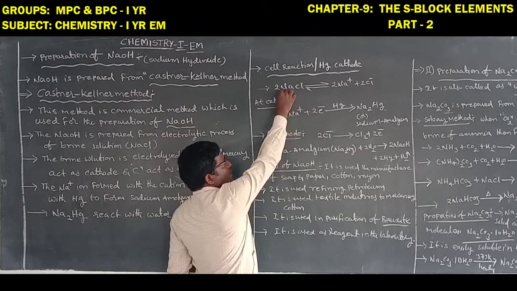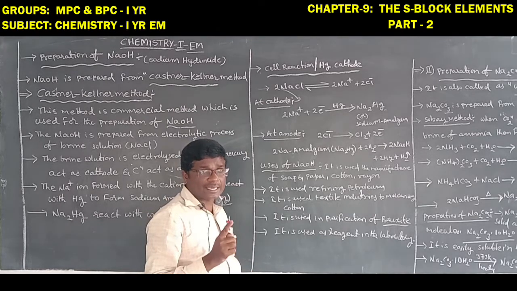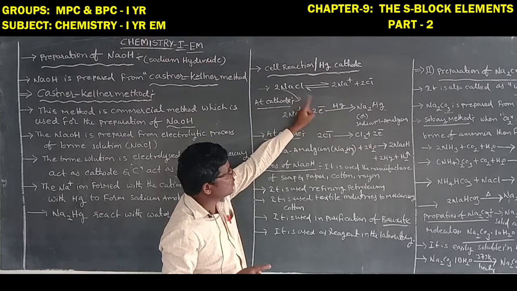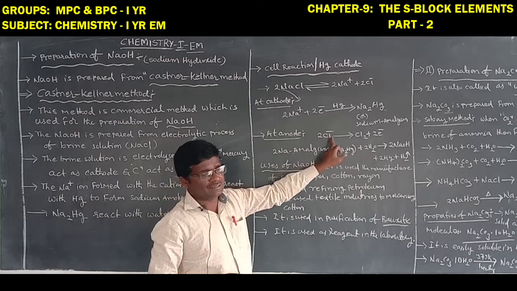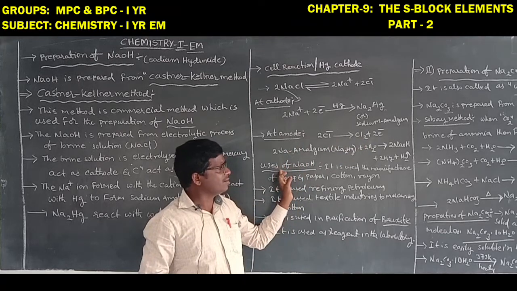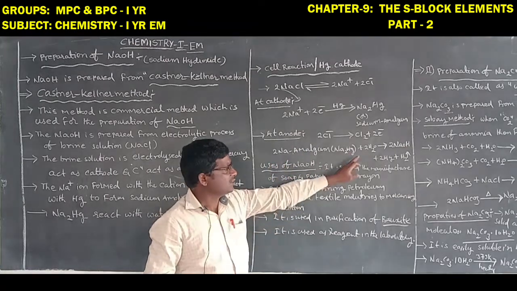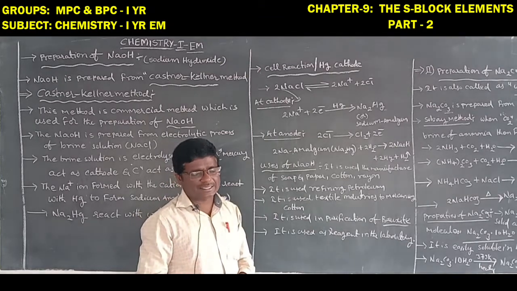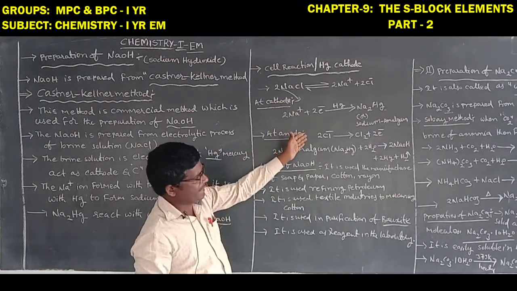Brine solution is passed through the electrolysis process. Then Na+ ion is formed at the cathode. The Na+ ion combines with the mercury cathode to form sodium amalgam. At the anode, Cl- ion gives rise to chlorine gas, which is released. Then the sodium amalgam is dissolved in water, by hydrolysis, to form sodium hydroxide. That is the Castner-Kellner method, the preparation of sodium hydroxide by the cell reactions.